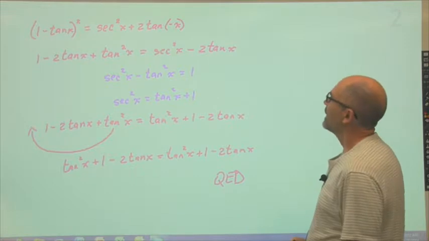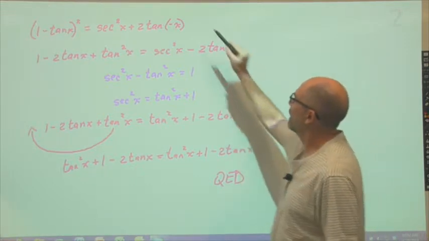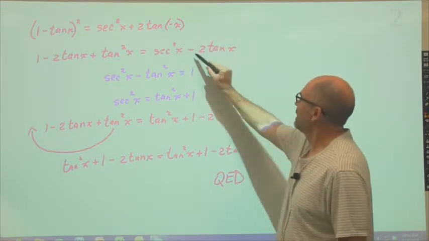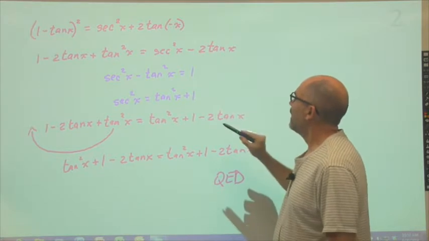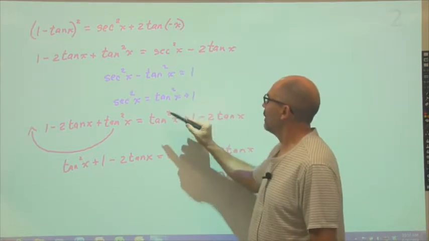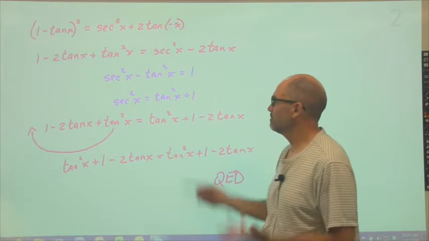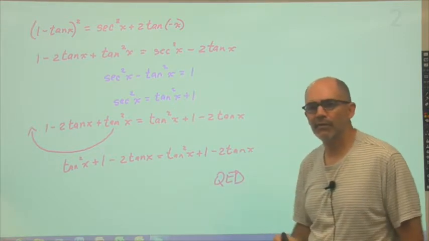Okay, so the key thing here was just knowing that tangent of negative x is negative tangent x, and then knowing that secant squared is tangent squared plus 1, and then everything works out.